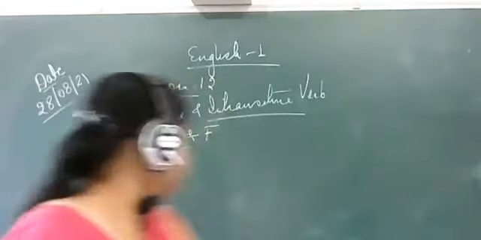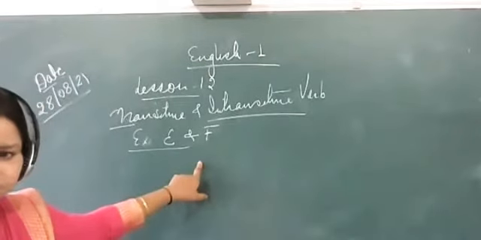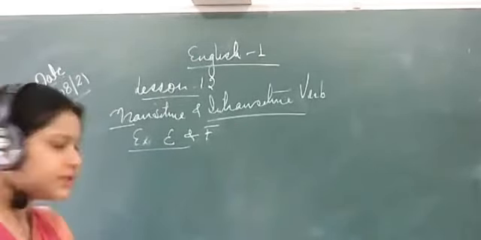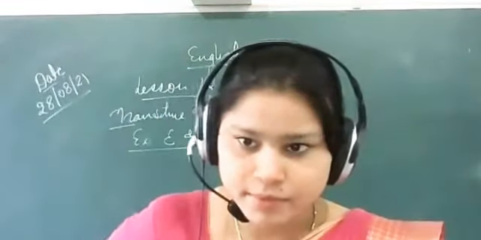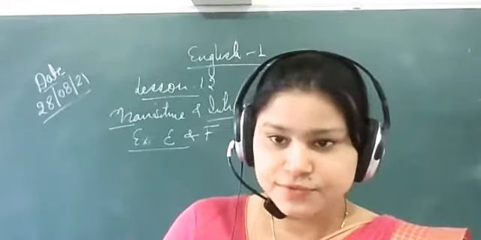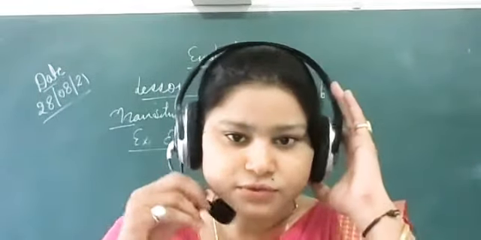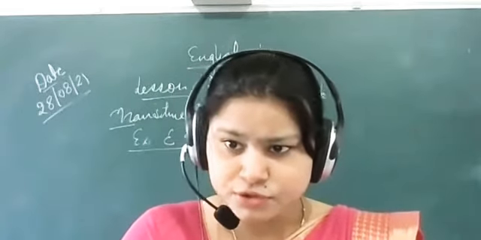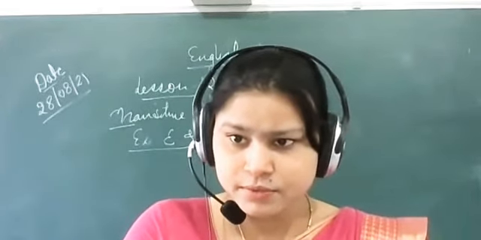Today we are going to solve exercise E and F of the same chapter, that is transitive and intransitive verb. We are on page number 64. I would like to request all the students to please take out your book, page number 64, and please make sure that you all have taken it out.